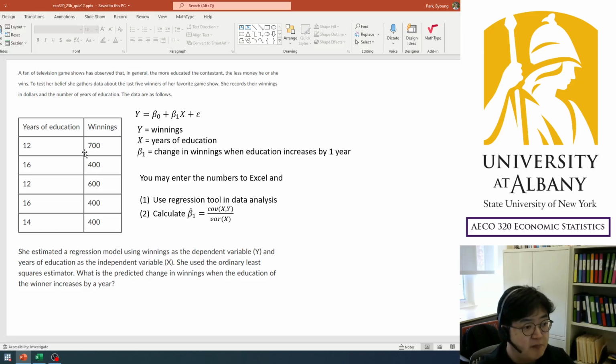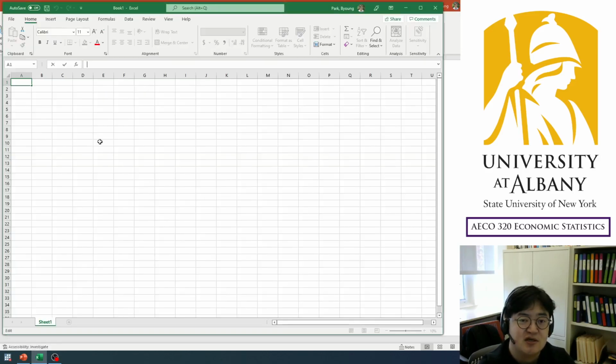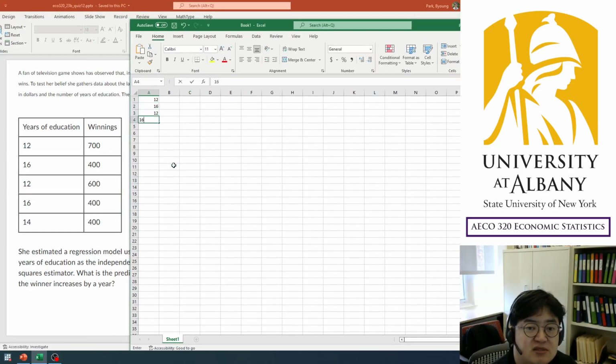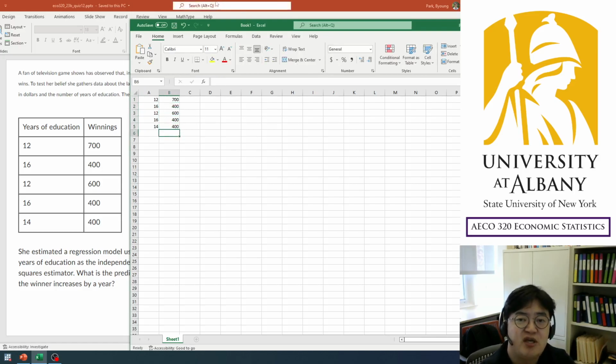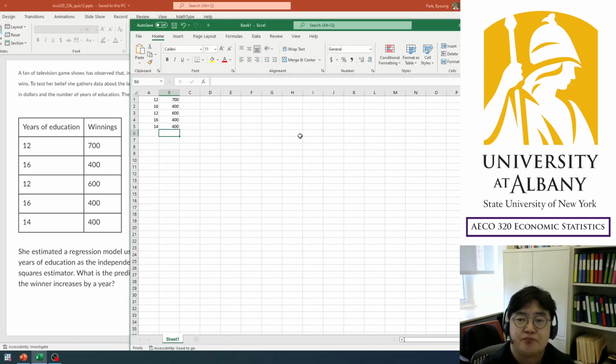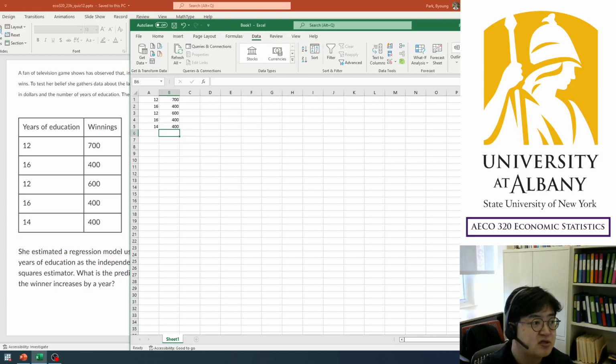First of all, it is always more convenient to use Excel, of course. So I will copy the numbers. 12, 16, 12, 16, 14. And 700, 400, 600, 400, 400. From here, I suggest 2 different ways. First, you may just use the regression tool built into Excel, or you may use the formula by calculating covariance and variance separately. Okay, let me try the regression method.